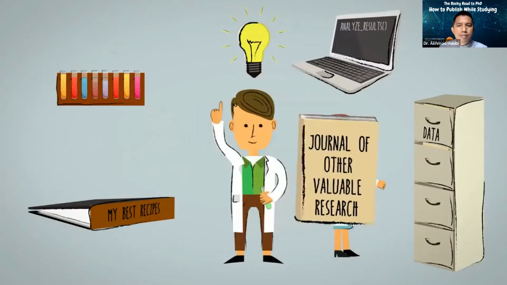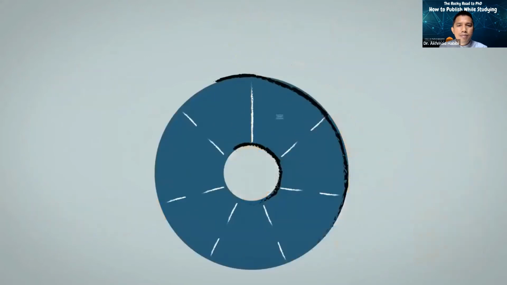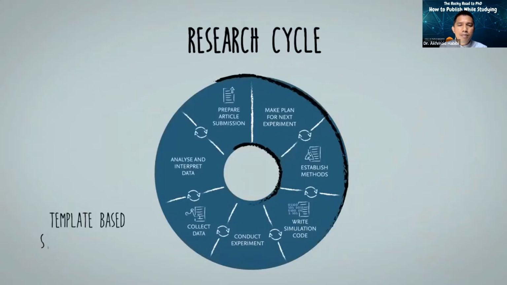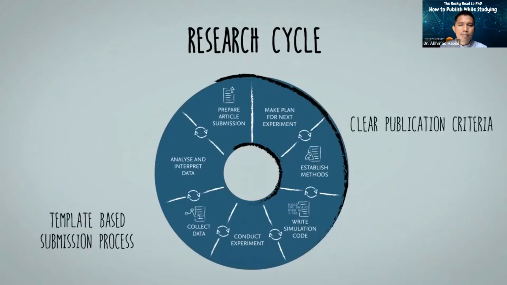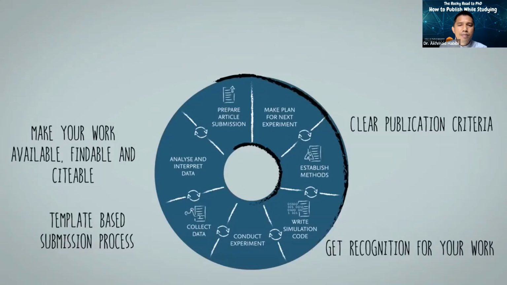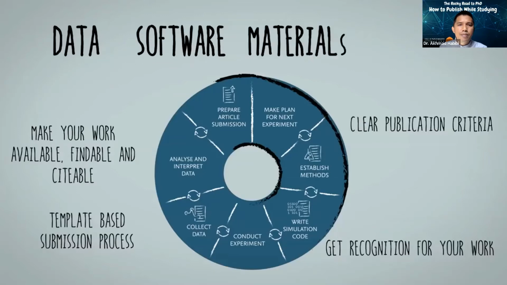Elsevier has developed a range of online article types that let researchers publish the results of their work from different stages of the research cycle. The template-based submission process is simple, and the publication criteria are clear, making it easy for a scientist to get recognition. Thanks to these new article types, other scientists can easily find and reuse a researcher's data, software, materials and methods, keeping the whole research cycle alive.